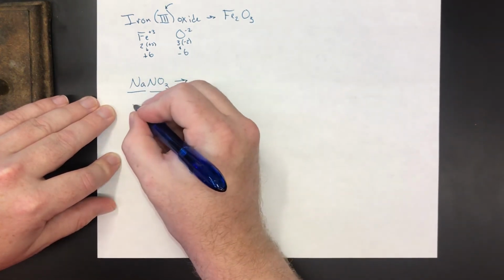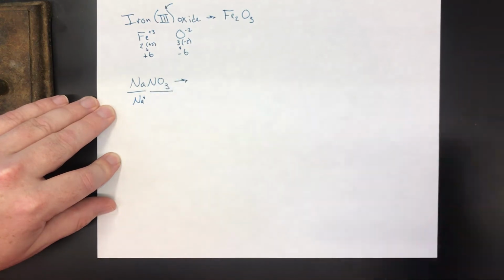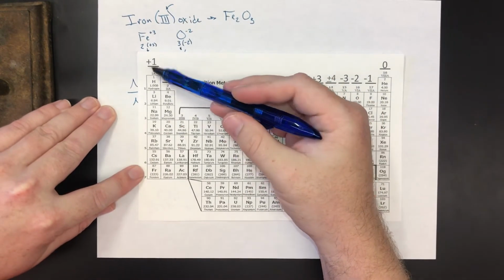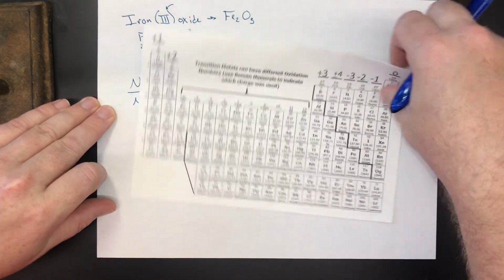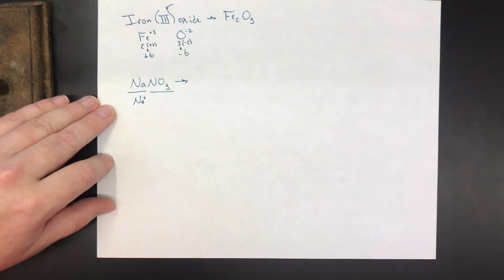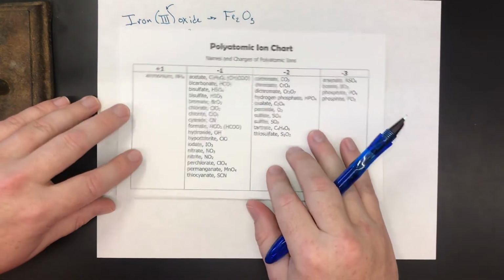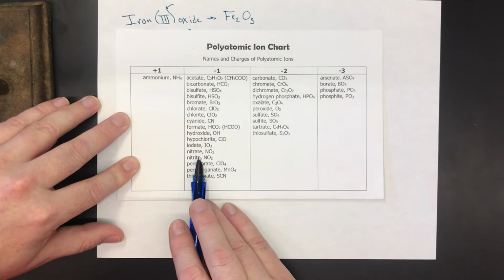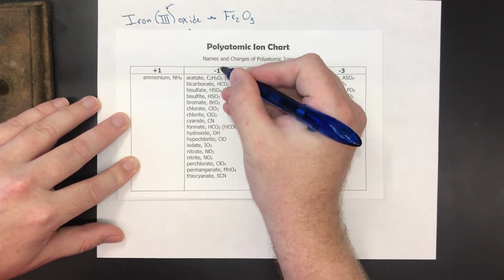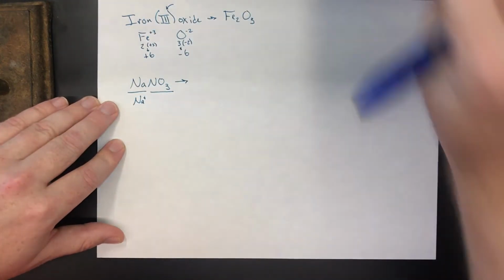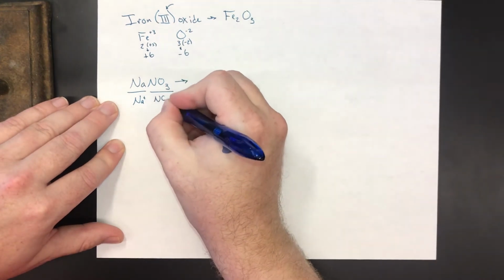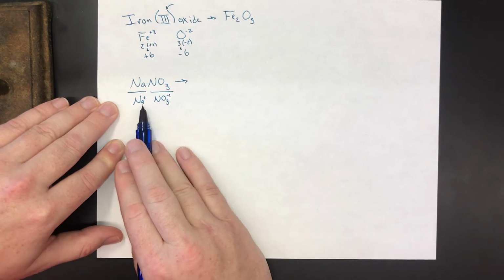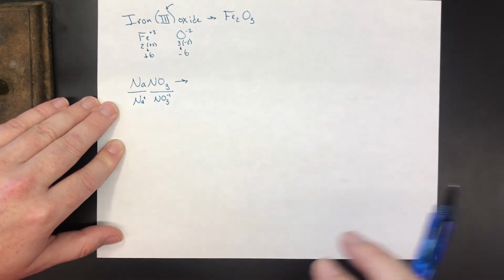Na is Na plus. How do I know it's +1? Because if I look at the periodic table, it has a +1 charge. NO3 is a polyatomic ion. If I find it right here, I know that NO3 is called nitrate, and it has a -1 charge. So we have NO3 with a -1 charge. So I've identified both of my ions. Now I just need to name them.